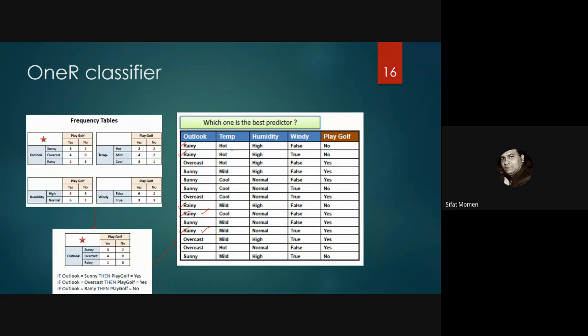Then, in the same way, let's see how many hot there are. 1, 2, 3, and 4. I think 4 hot, right? Among the four, let's see how many are yes. This is no, this is no, this is yes, so that's 1 yes. And this is yes, so 2 yes and 2 no's. So that's why 2 yes and 2 no's. Is that okay? Similarly, can we do it for mild and cool? Okay, is it clear to everyone?